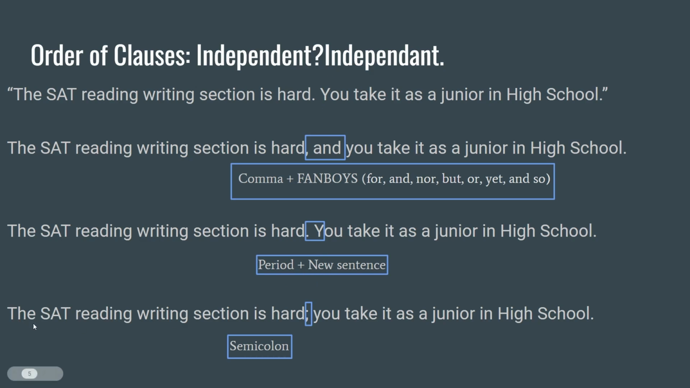And then we also finally have a semicolon. The SAT reading writing section is hard, semicolon, you take it as a junior in high school. I just want you guys to assume that a semicolon, as far as SAT stuff goes, functions just about the same as a period. You're never going to see a question that has a semicolon and a period as the option unless both of those answers are wrong. So if you do see a period and a semicolon as options for questions, therefore neither of those two are right, and you can narrow that down to figure out what the actual right answer is. But a semicolon is going to serve the same function as a period, and it's going to be used to separate independent clauses and such.